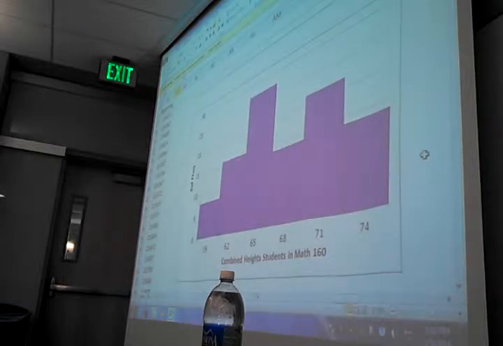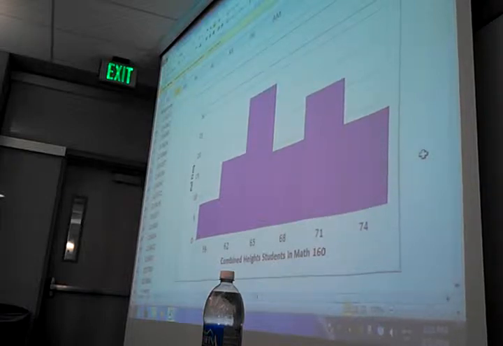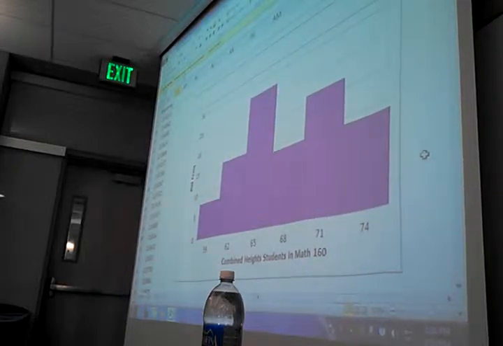So everybody that put your heights in, assuming you told me the truth, right? I had somebody tell me they were 34 months old, so I don't think that was true. I think maybe you just didn't click all the keys you meant to. I don't know.